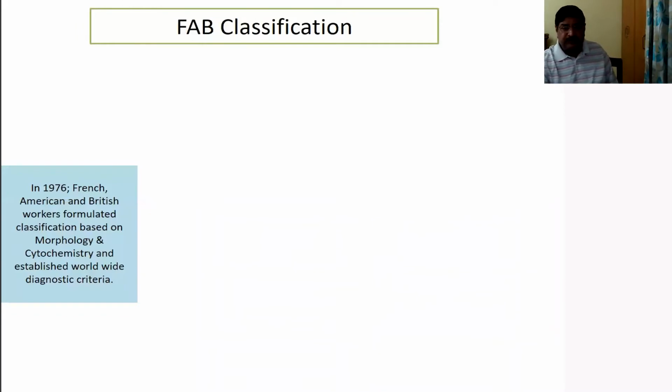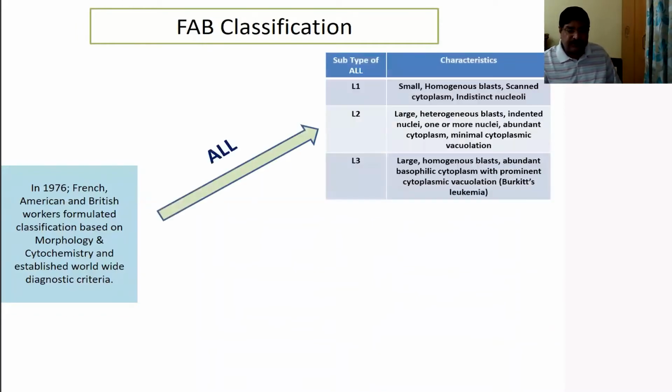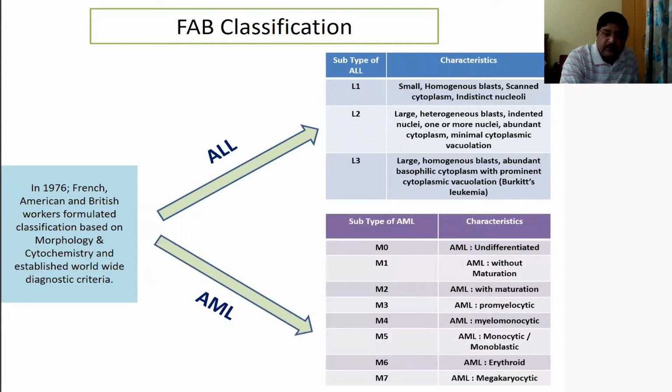So when you come to the French-American-British classification, which was first enunciated in 1976, it took morphology and cytochemistry as the primary modality of diagnostic criteria. When you speak about ALL, you had just three morphologic types. You had the L1 subtype, you have L2 and the L3. L3 used to be called the Burkitt morphologic type, where you call it Burkitt leukemia lymphoma. So L1 used to have small lymphoblasts, L2 intermediate sized lymphoblasts with a heterogeneous population of blasts, both small and intermediate sized cells.